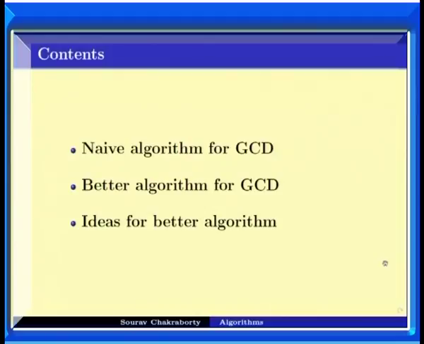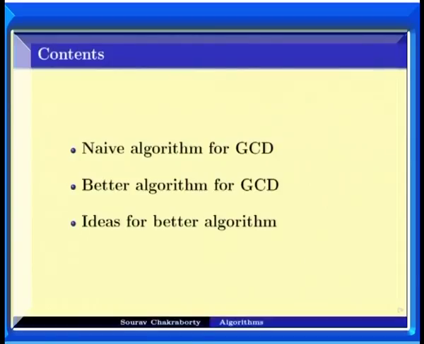Today's contents will first be revisiting the naive algorithm for finding the GCD, which is something that we have done last lecture. We will be revisiting it again. Then we will be going to better algorithms for GCD. At the end, we will see some ideas about how that better algorithm can be made even better.